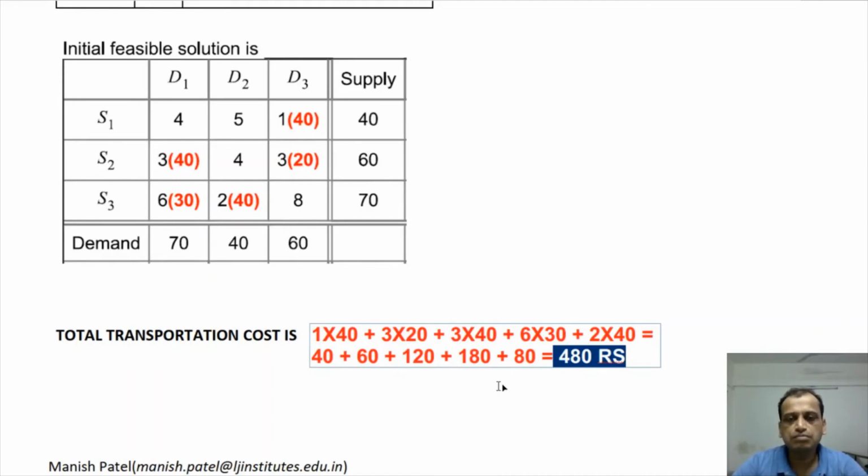Clear? So in this lecture we have solved an example based on Vogel's approximation method. In next lectures we are trying to solve some more examples based on degeneracies and profit maximization problems. Okay? Thank you very much.